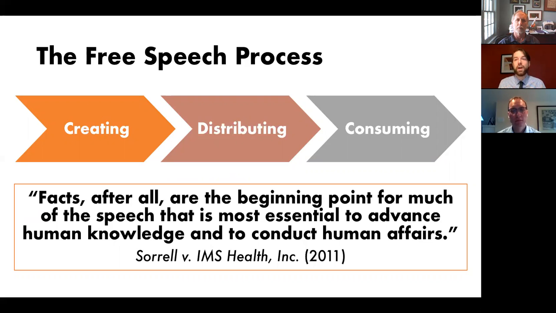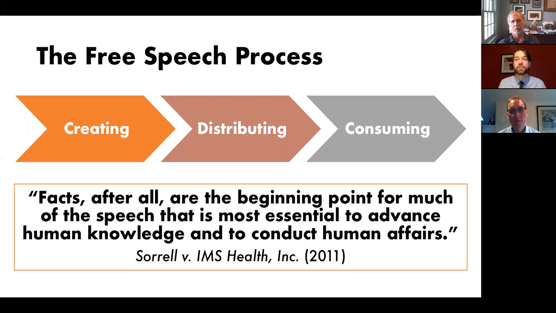So starting with creating speech. Traditionally, that's going to be writing something down, taking your notes in a notebook as a reporter, something along those lines. This is really where a lot of these laws are going to interact with the First Amendment. They're doing the data collection to create speech later on. And in particular, speech related to these federal laws that can have citizen science play a role.